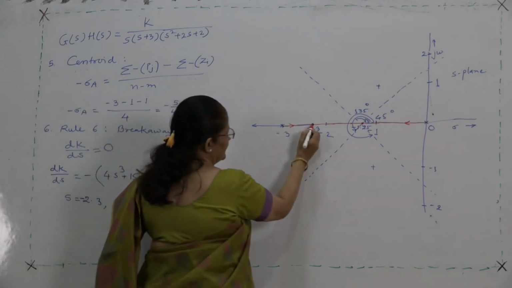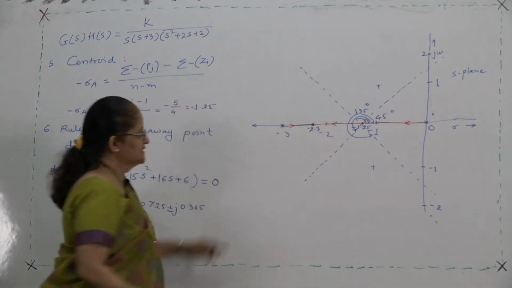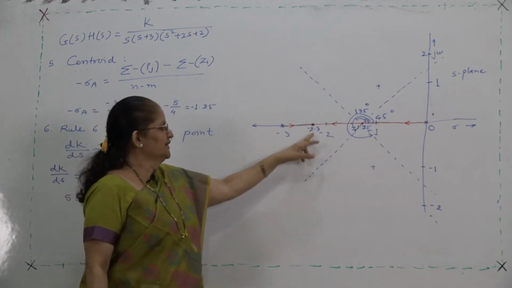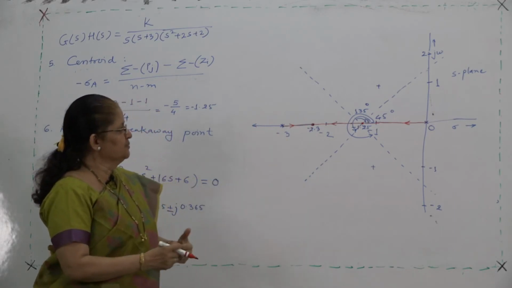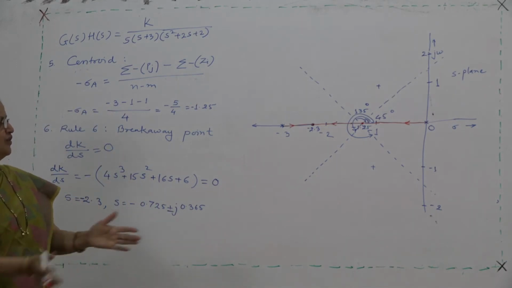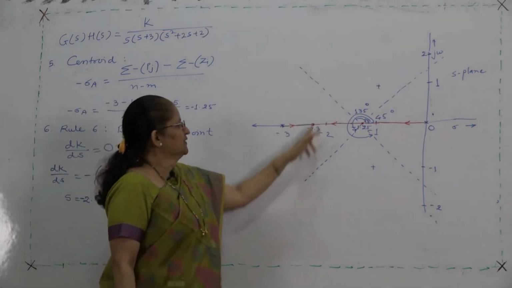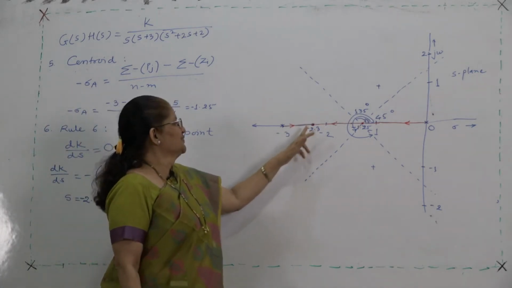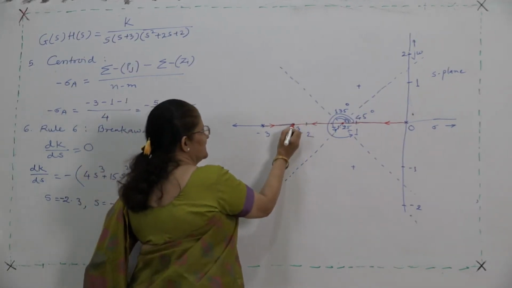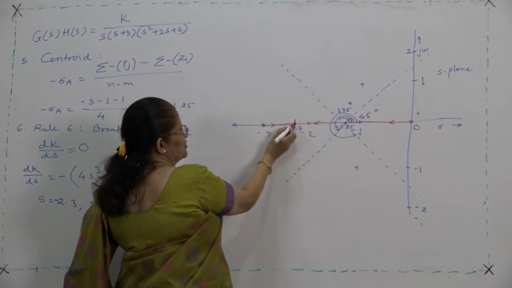One pole is at 0, and this is not lying on the root locus, meaning this branch will go in this direction. So, one branch will go from minus 3, one will go from 0, and both will meet at the breakaway point. The breakaway point is minus 2.3, and at this point both will meet. At minus 2.3 multiple roots will be there. Then they will break away, or leave the real axis, and will follow the asymptote.